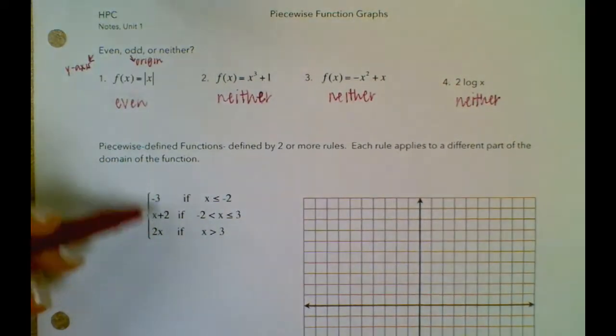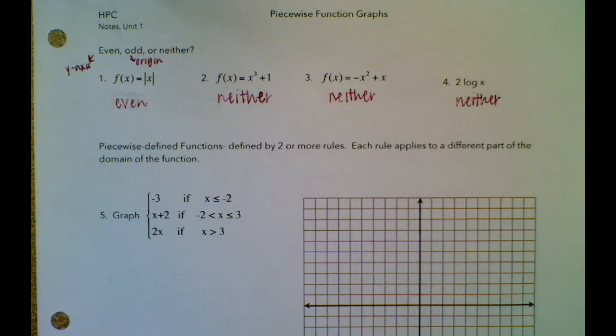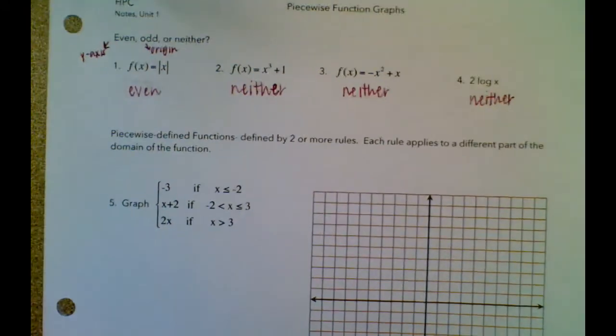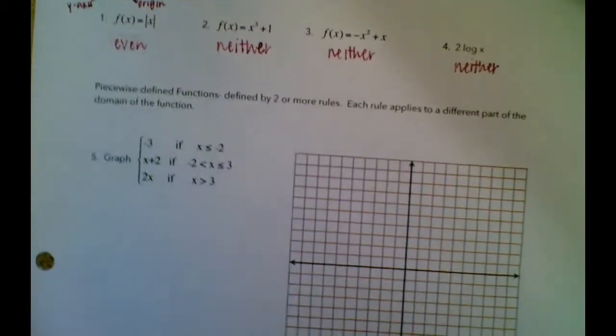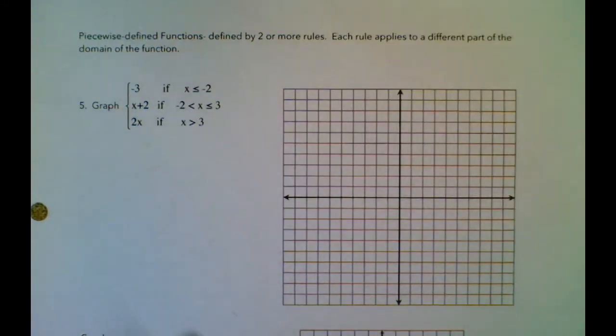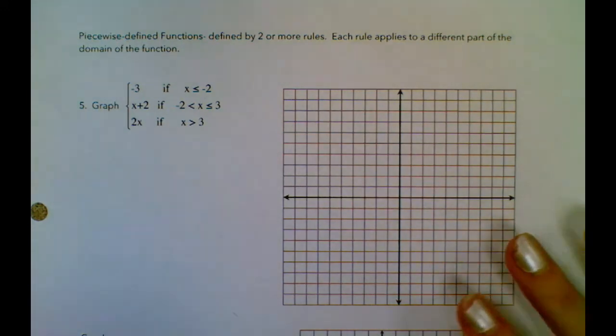All right, so piecewise functions, they're defined by 2 or more rules. Okay, these are the rules right here. Each rule applies to a different part of the domain of the function. So these are the rules, and then here are the domains that we have that are different. Okay? So I like to make little t-charts here to help me figure out if I'm going to have open or closed circles on certain parts.